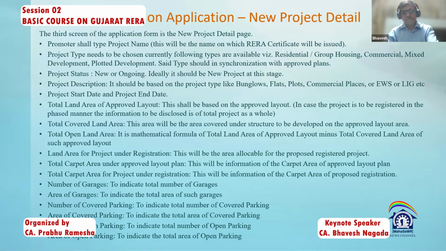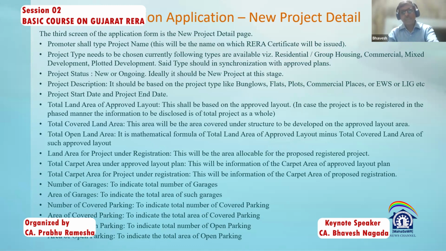Coming to the land area for the project under registration. As I told you, it may be equal to the approved layout plan land, or it may be less than the approved layout plan. Now, in the given example of 1000, if I am registering one unit of 200 square meters, the land area might be 200 square meters here. And if I am registering 5 buildings at a go in one registration, then the land area will be 1000 square meters. So basically, based on what registration is going to happen, you have to put that.